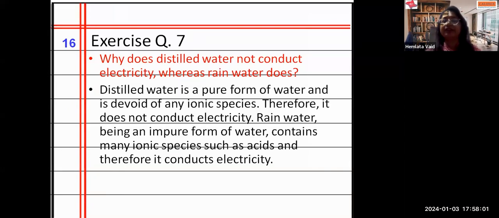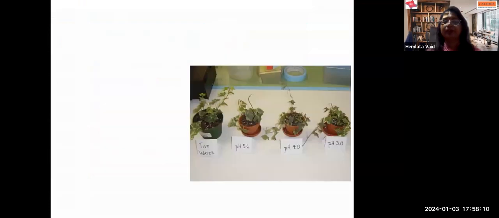The question is why distilled water does not conduct electricity. It does not have any ions in it. It does not have any salt in it, right? Tap water will have.